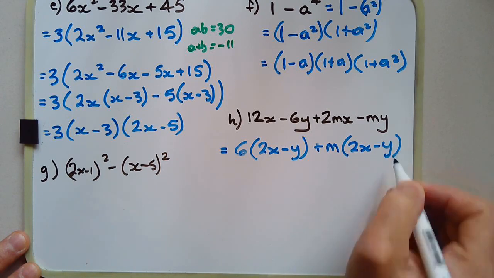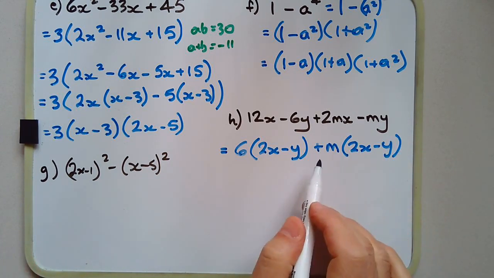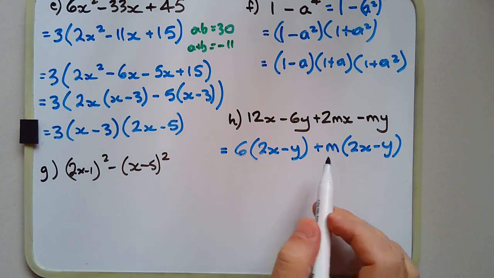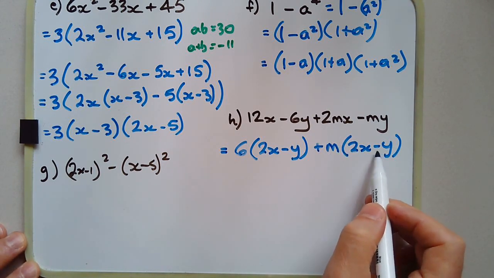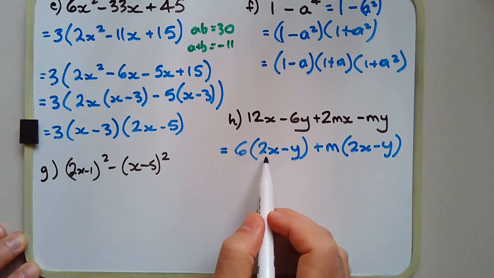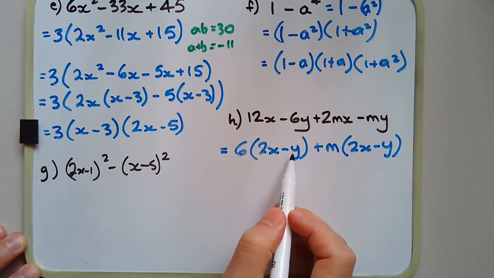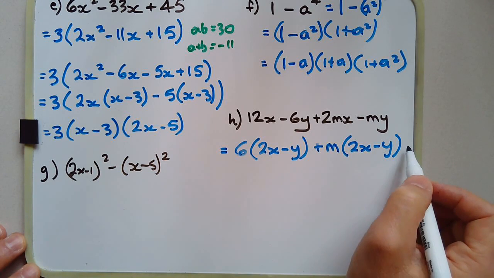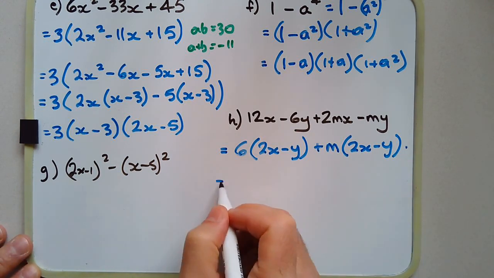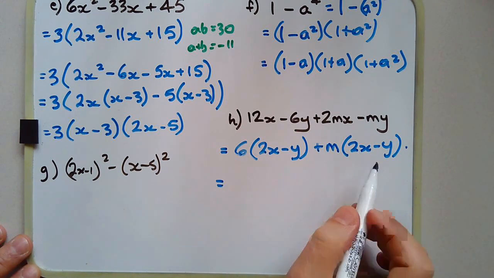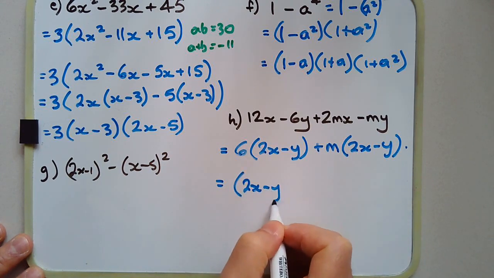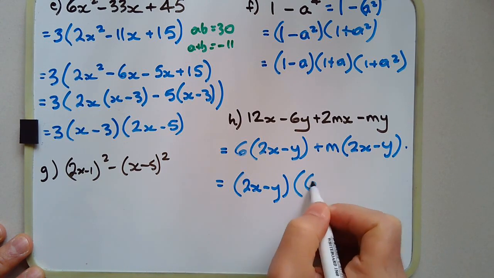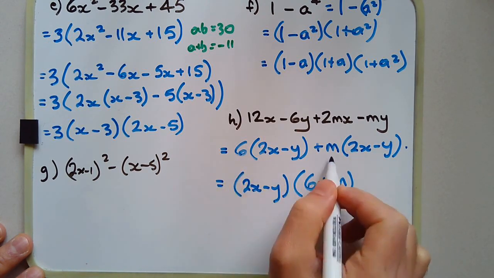Make sure that when you multiply it out, now I'll do these checks subconsciously, I guess. M times 2x is 2mx, m times negative y is negative my, 6 times 2x is 12x, 6 times negative y is negative 6y. So far so good, so we're happy with that. You can see that we have a common factor here of 2x minus y. That can be taken out, leaving behind 6 plus m.